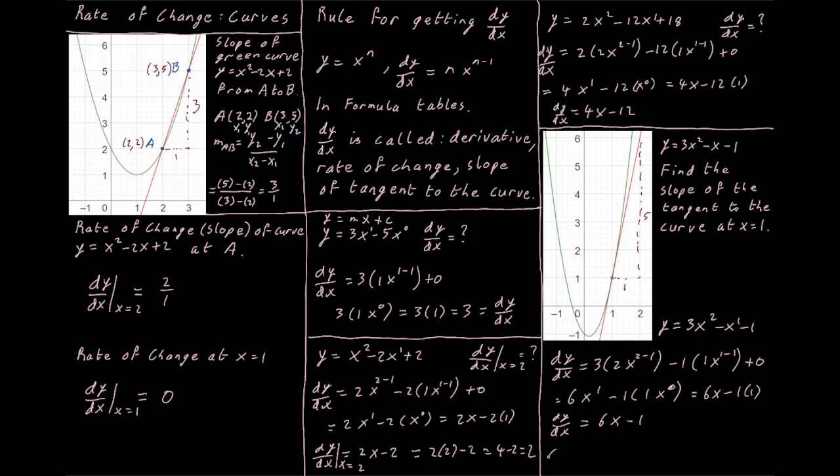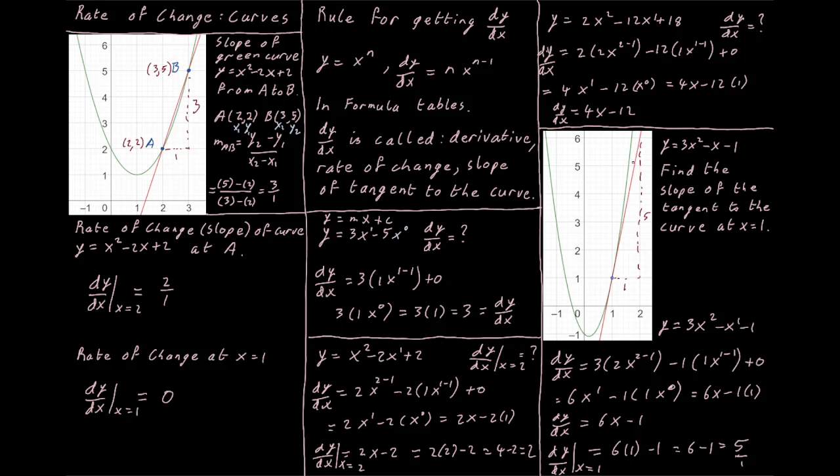And we want to know what that is when x is 1. So at x is equal to 1, we have 6 on 1, x is 1, minus 1. So 6 minus 1 is equal to 5. So the slope of our tangent to our curve, our instantaneous rate of change when x is 1, that's the slope of our red tangent line, is 5, or 5 over 1, which is what we found from our diagram.